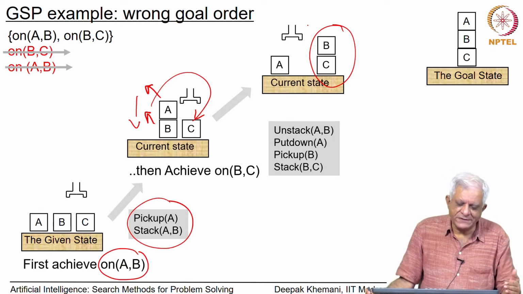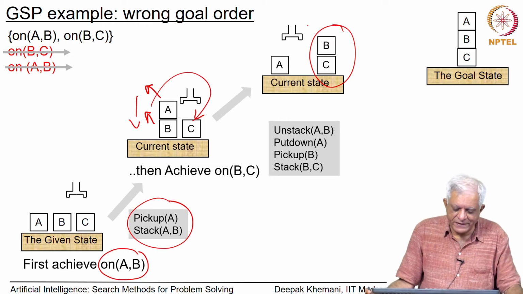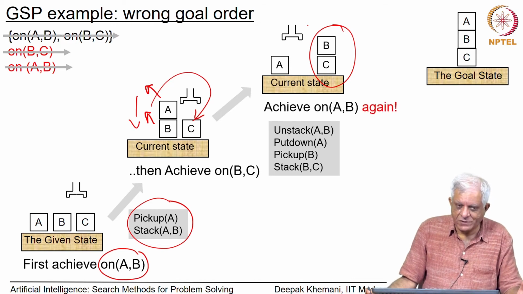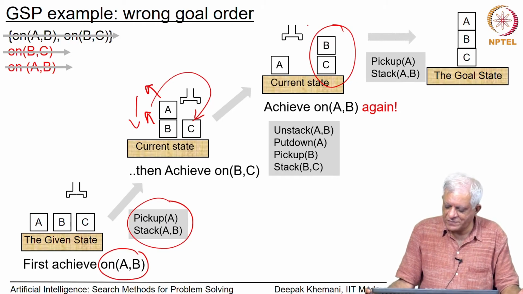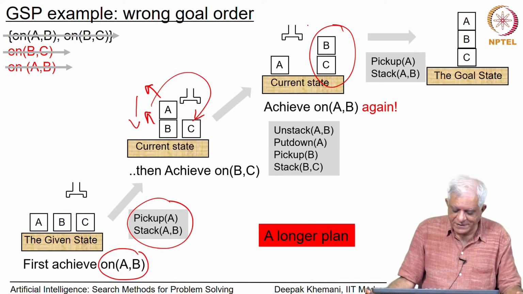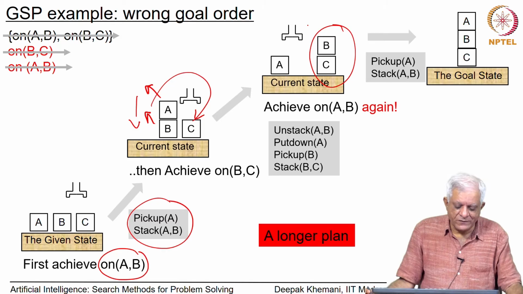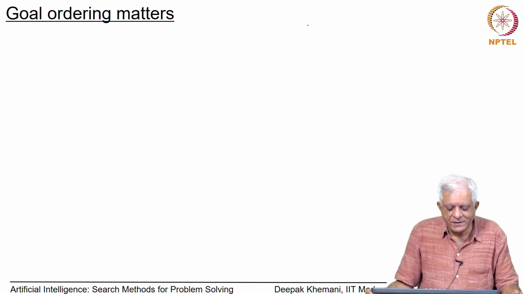And that is the reason why we push in the compound goal as well. So, now when it pops the compound goal, it will see that it is not true, and it will then go on to achieve on A B again. So, it will pick up A and stack A onto B, and you can see that it is not the most optimal plan. It has a plan of 8 steps, whereas you could have produced a plan which was of 4 steps, which was done when we chose the right order of doing things. So, the lesson to be learnt is that goal ordering matters.